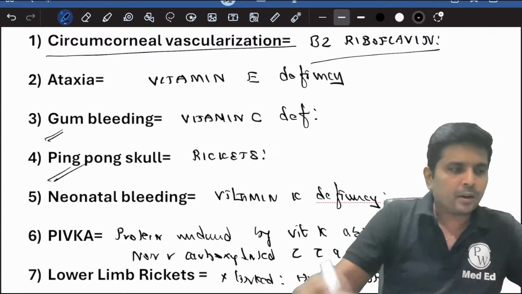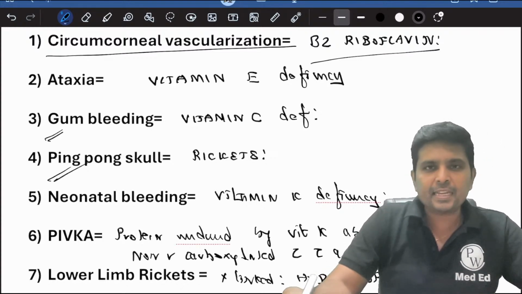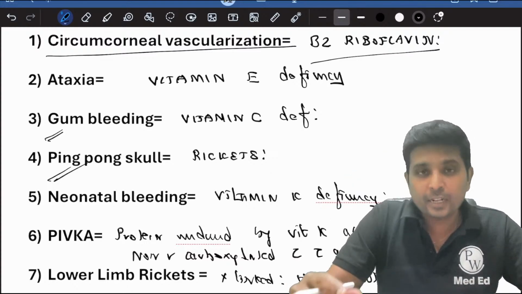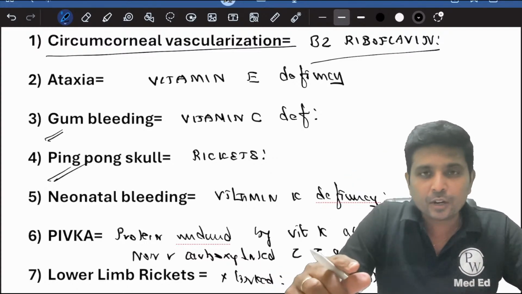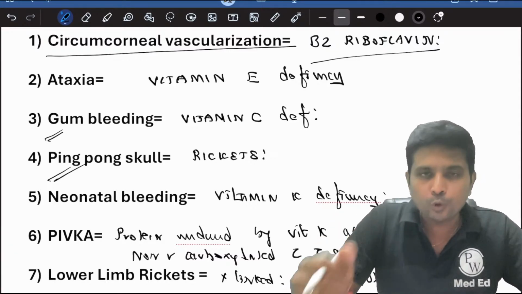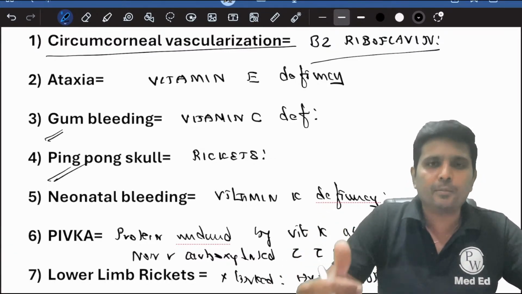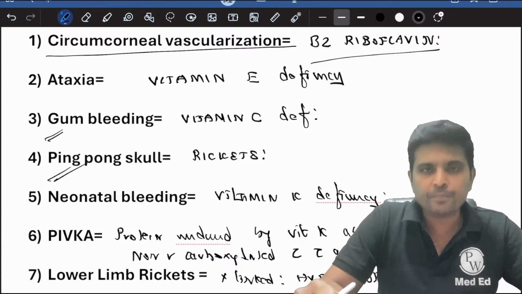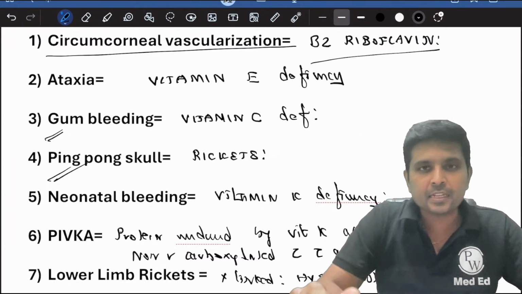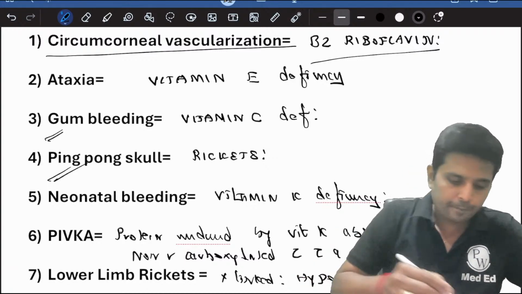What is called ping pong skull? You know the ping pong ball; not tennis ball, that is your table tennis ball, called ping pong. Whenever you put some pressure over that ball, it goes inside, and when you relieve the pressure, it comes out. That is called ping pong sensation. So this ping pong sensation occurs in the calvarium in cases of vitamin D deficiency.